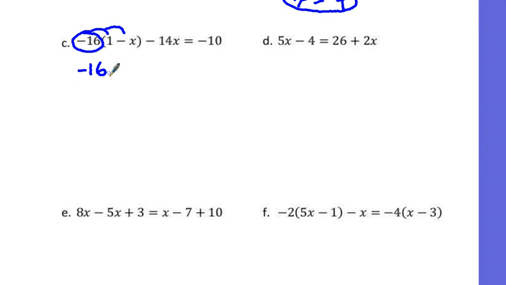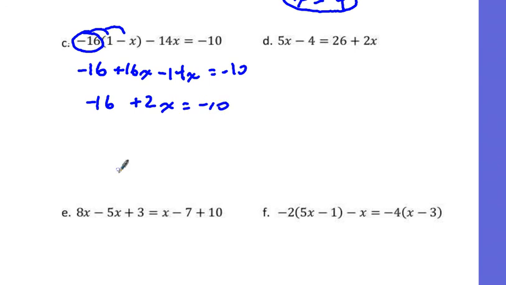Negative 16 times 1 is negative 16. Negative 16 times negative x, positive 16x. Again, because a negative times a negative is a positive. The negative 14x comes down unchanged, and that equals negative 10. We're going to continue simplifying the left side of this equation by combining like terms. The negative 16 stays, but positive 16x minus 14x, those are like terms. We can combine them to get positive 2x equals negative 10.